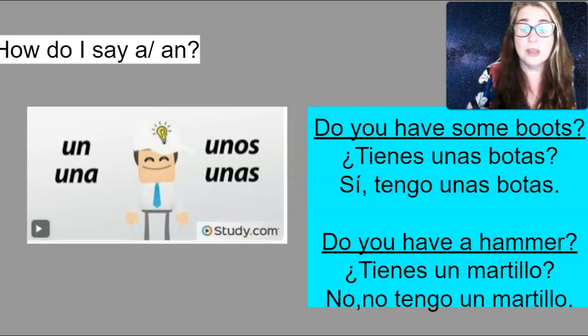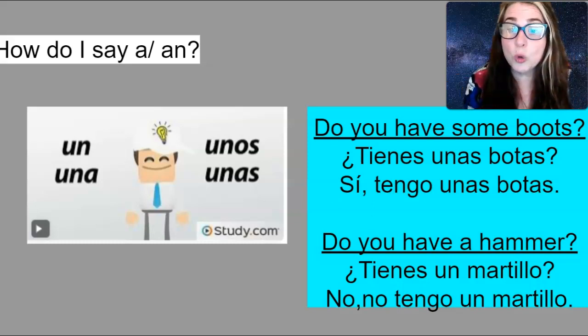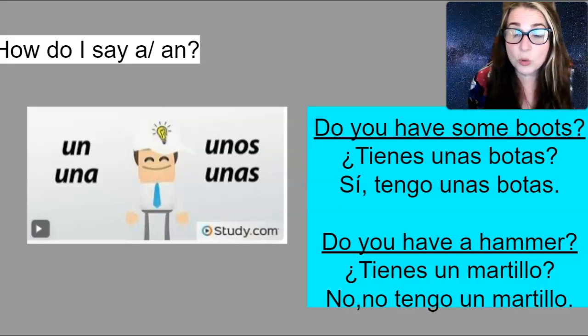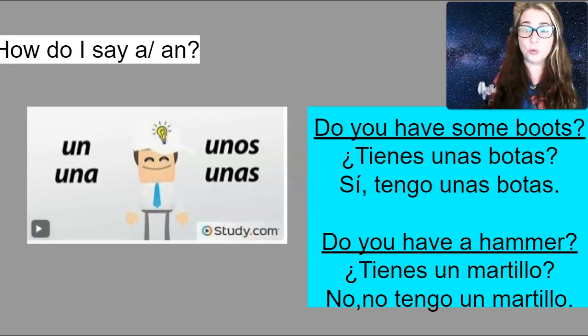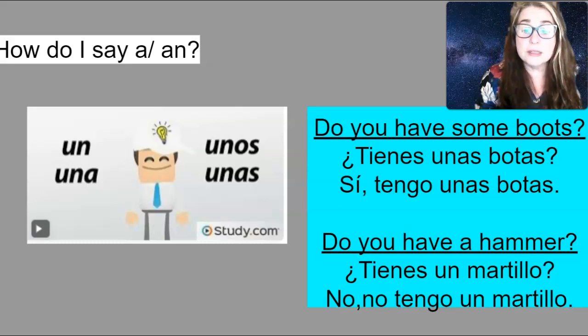Let's go to the next one. Do you have a hammer? ¿Tienes un martillo? You would say un because it's masculine. No, no tengo un martillo. Remember, the two L's make a Y sound.